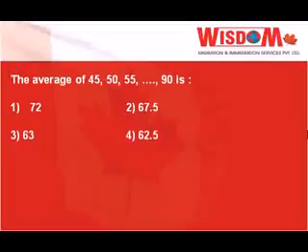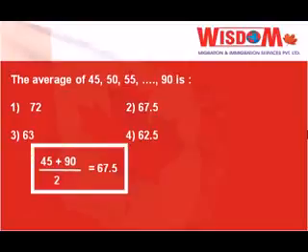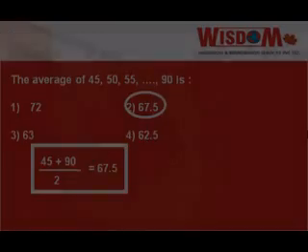As we can clearly see that these numbers are in arithmetic progression, the first number is 45, the last number is 90, hence the average of all these series is first number plus last number by 2, that is 67.5. So I hope it's pretty easy. So let's move ahead to the next question.